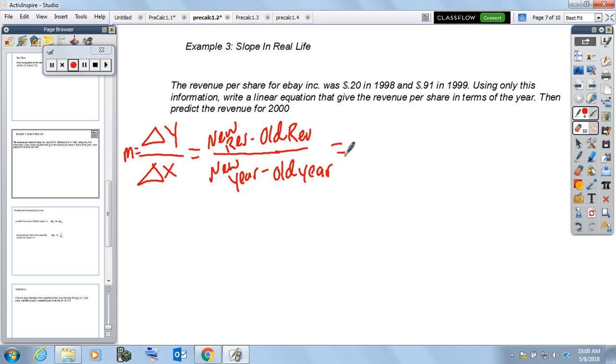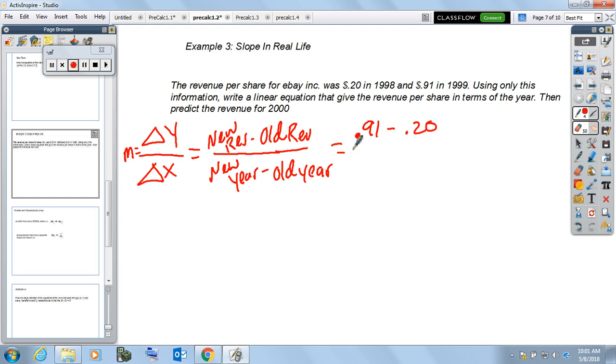Right? Well, what does this look like in terms of our new revenue and our old revenue? Well, we're diving into 1999. So 1999 was our latest year, and that had a revenue share of 0.91. And then in '98 it had a revenue share of 0.20, or 20 cents.